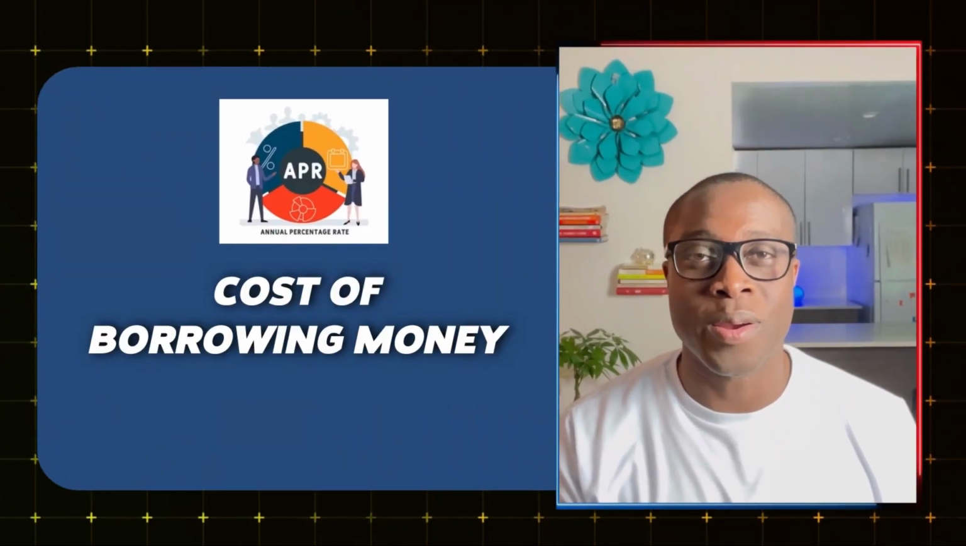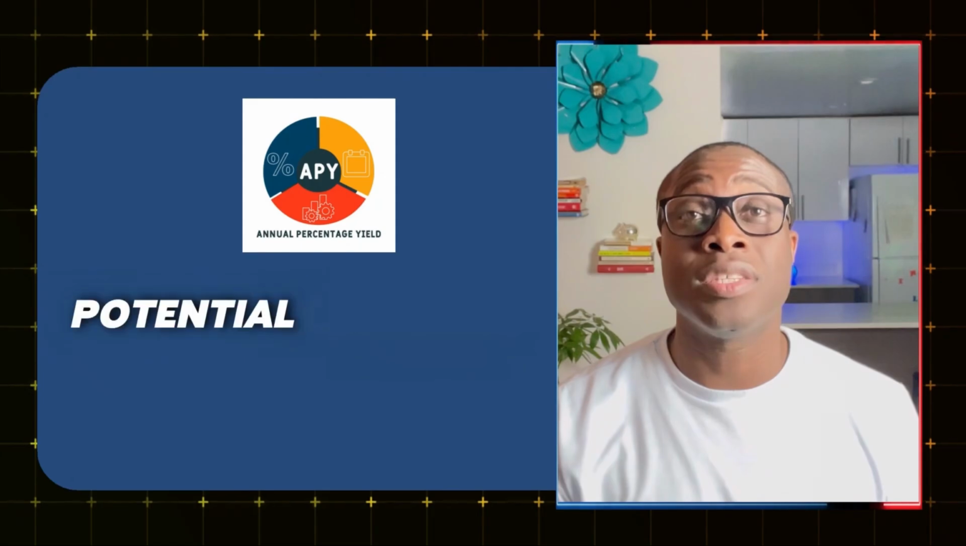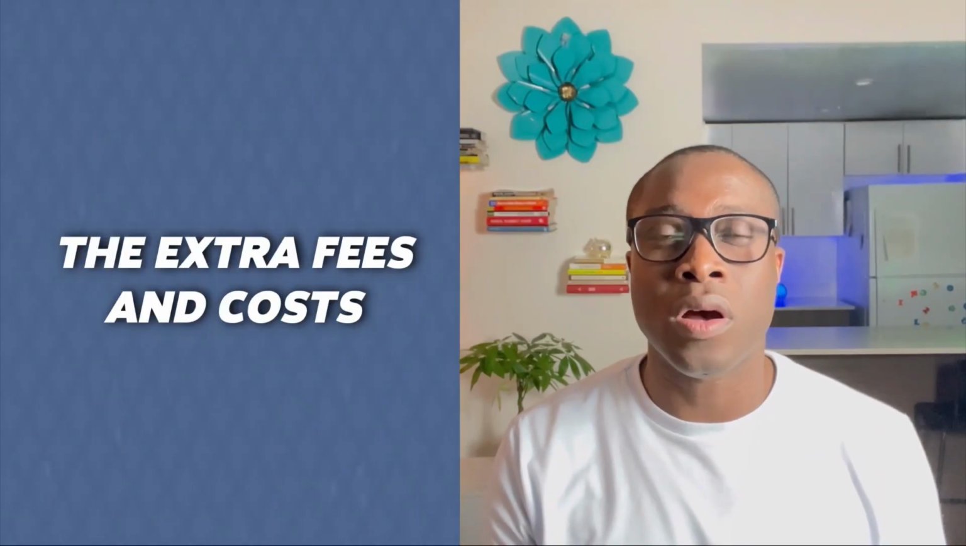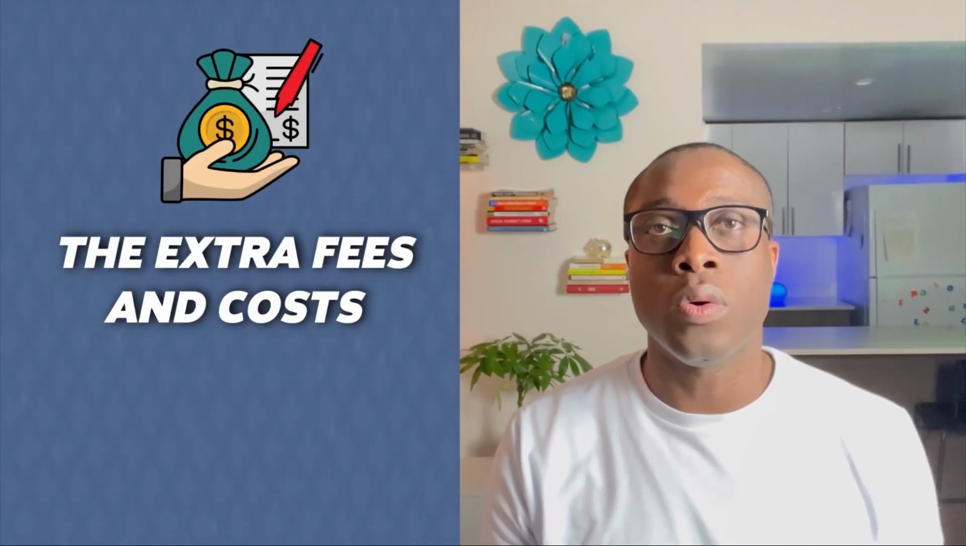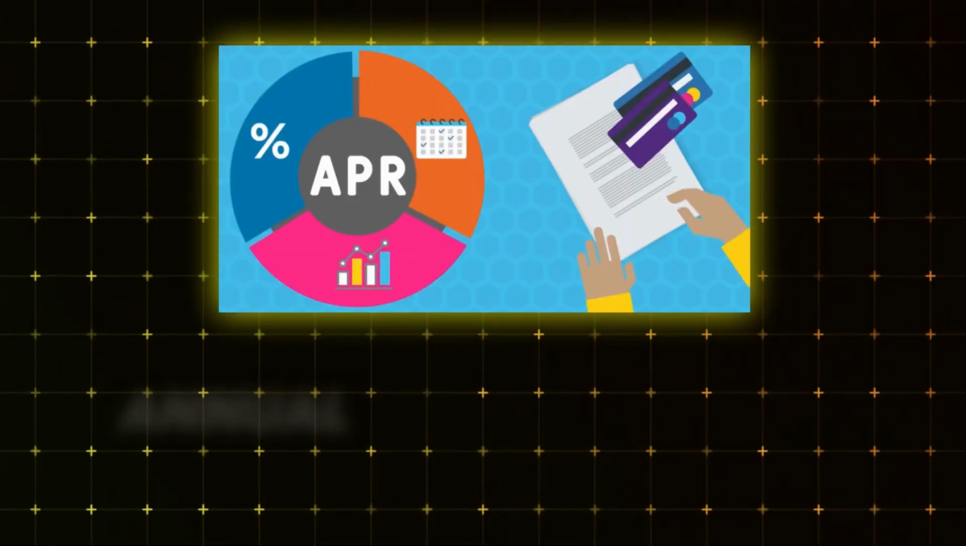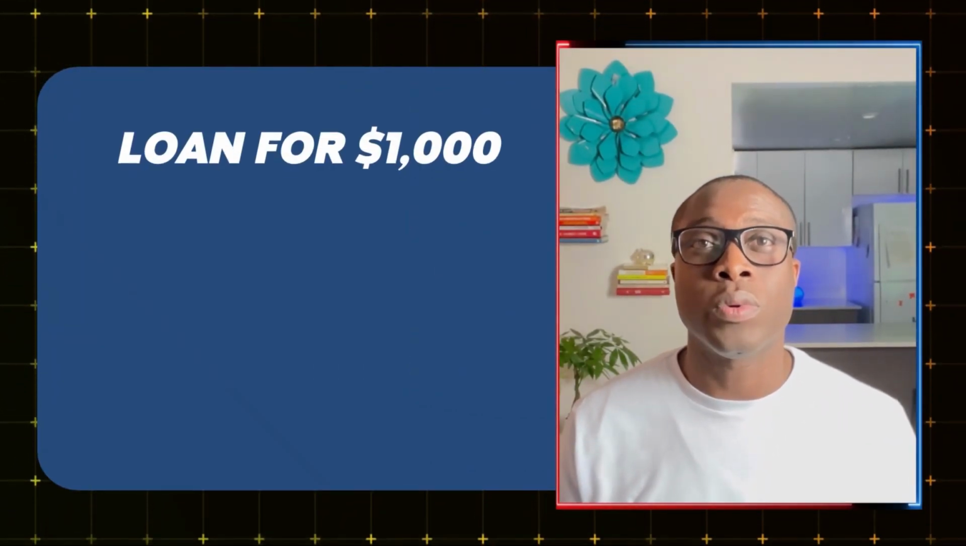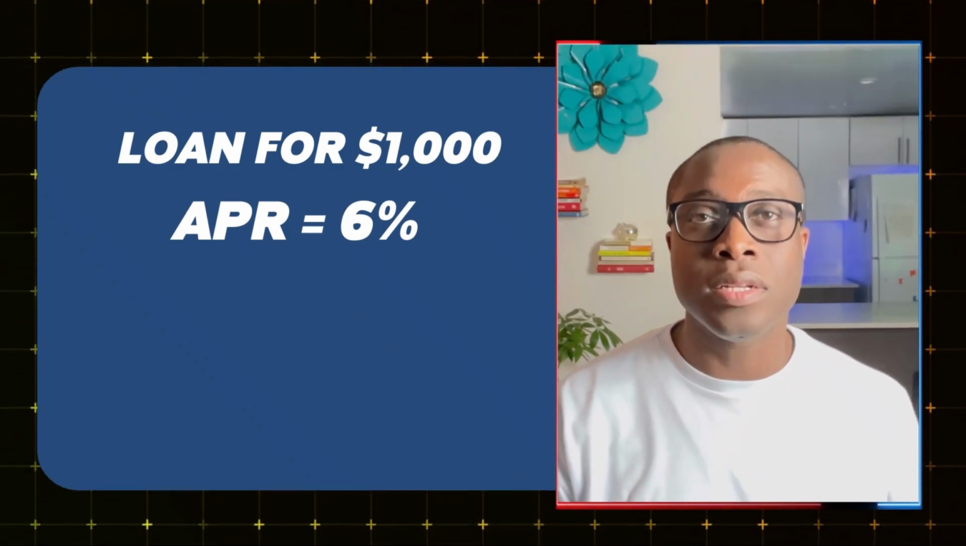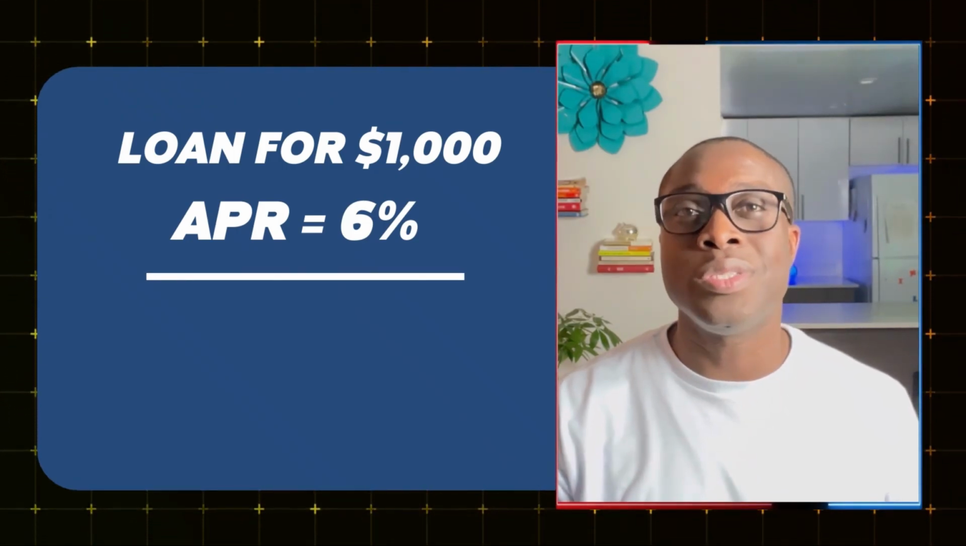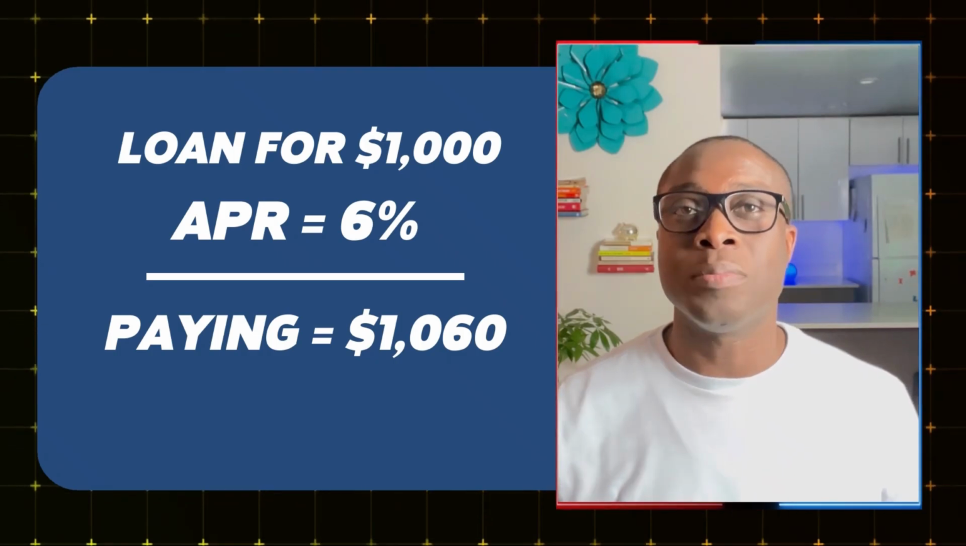APR is the cost of borrowing money, while APY deals with the potential increases in your money. It doesn't just include the interest rate, but it also includes the extra fees and costs associated with getting a loan or a credit card. So we talked about APR being the cost of borrowing money. What I did mention is that APR stands for annual percentage rate. Let's just say you decided to get a loan for $1,000 with an APR of 6%. With a standard loan with an APR of 6%, you'd be paying $1,060 by the end of the year.